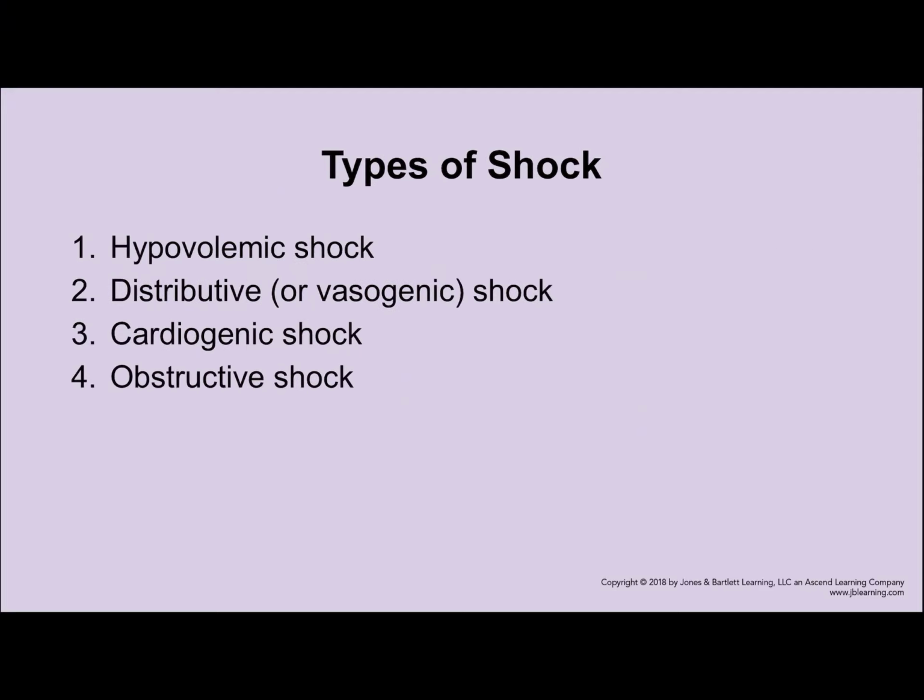So those are the categories of shock. Now we'll look at different types or etiologies of shock, okay? There are 4 main categories we'll discuss today: hypovolemic shock, distributive, cardiogenic, and obstructive shock. And we'll get into how those are all different from each other and then look at separate case scenarios.